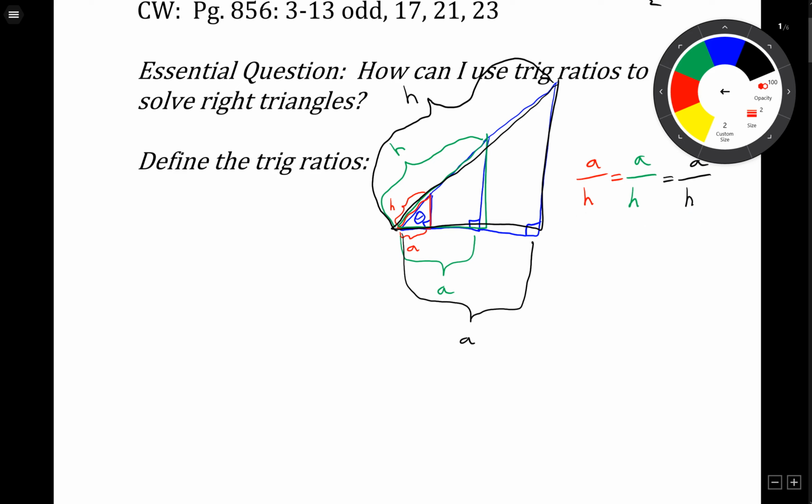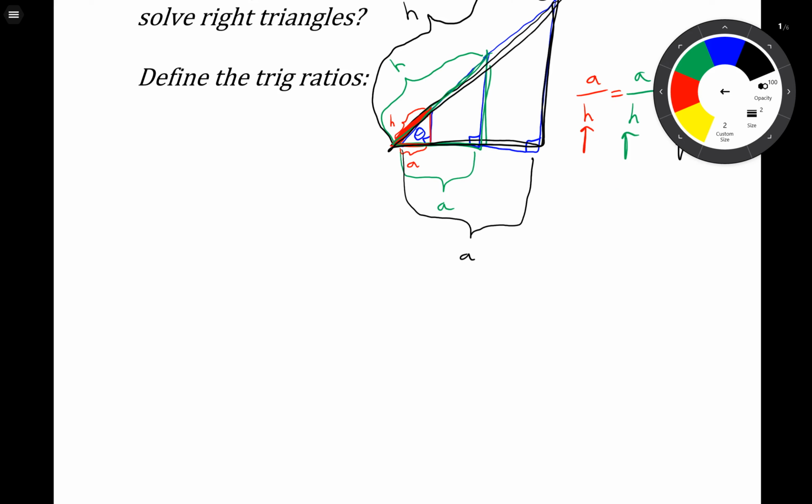So take a look at what I've done here. The smallest triangle, I said, hey, if we look at the hypotenuse, the side across from the right angle, and if we compare that to the adjacent side, and I'll get into that, if I compare these two, it'll be exactly the same for a bigger triangle, and it'll be exactly the same for an even bigger triangle. So in right triangles, these ratios of the sides are always the same as long as I have the same angle. And so what we did is we defined some trig ratios, sine, cosine, tangent, and we have some other ones.